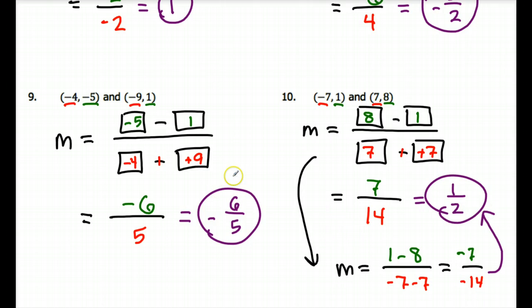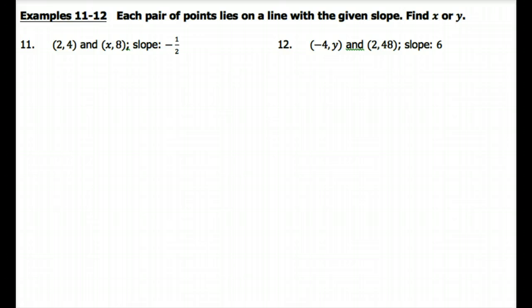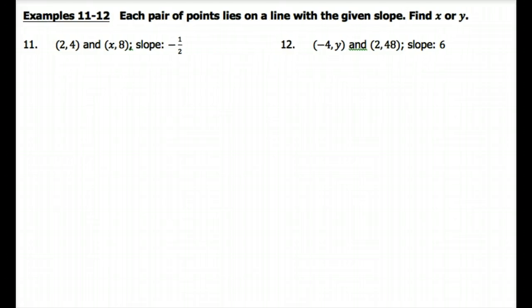So either way, you get +1/2 for this one. Okay, finally jumping to our last 2 examples. For these, we're still going to use our slope formula, but I've changed it up a little bit. This time I'm giving you the slope, and I'm giving you 1 point, and our job is going to be to find the missing coordinate from the second point.